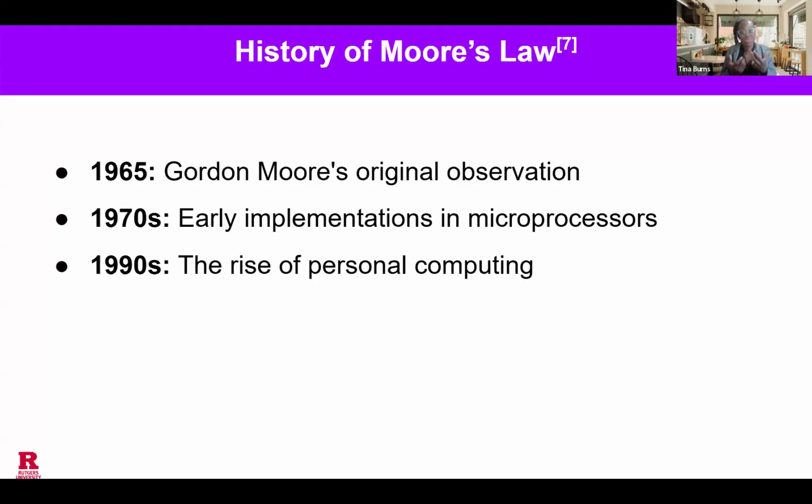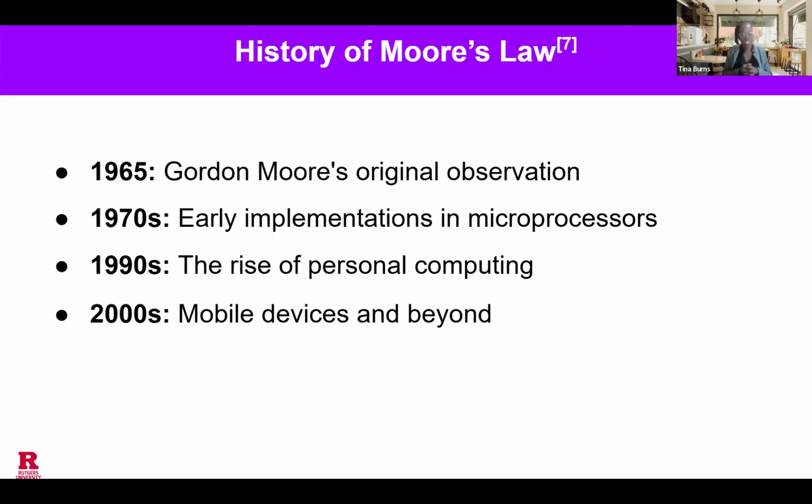So we see the rise of personal computing in the 90s, right? That's where you see all the iMacs, and IBM, and all these companies growing and really promoting the ability to have personal computers. And then, of course, in the 2000s, where we are now, you see these mobile devices and even things beyond that. You have all your cell phones, your tablets, your laptops, etc. So that's the progression of how Moore's Law, in terms of transistors, has progressed, and we've seen that growth over time.